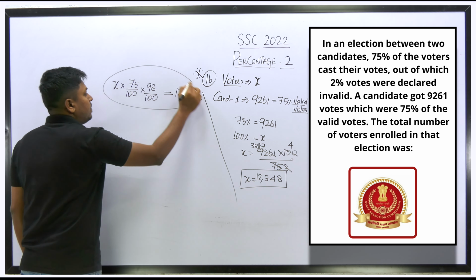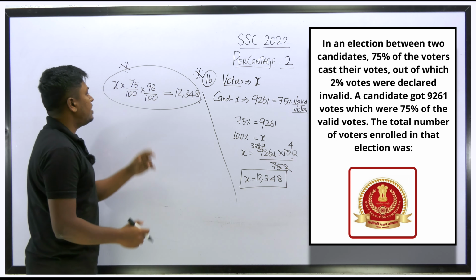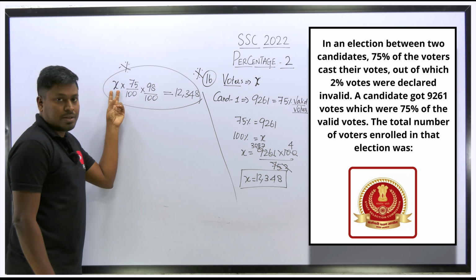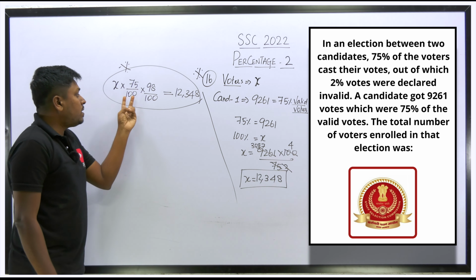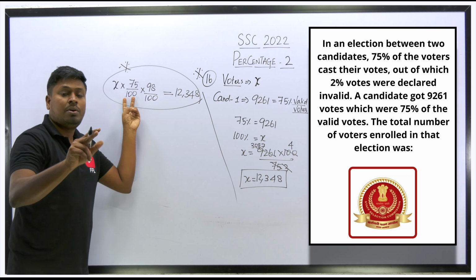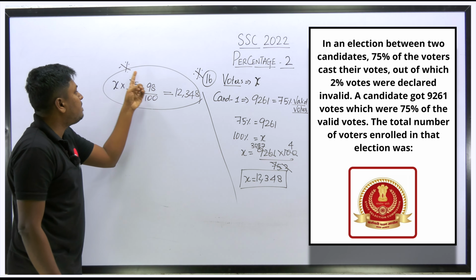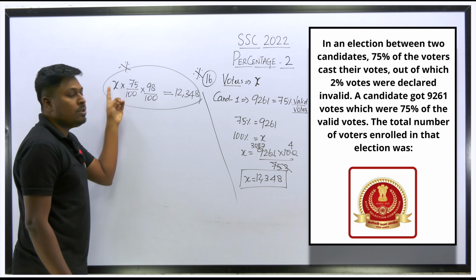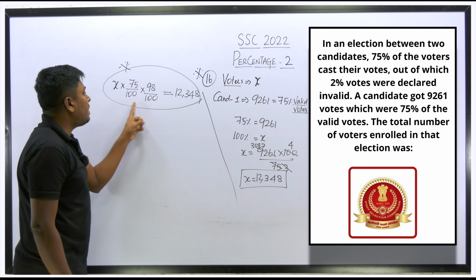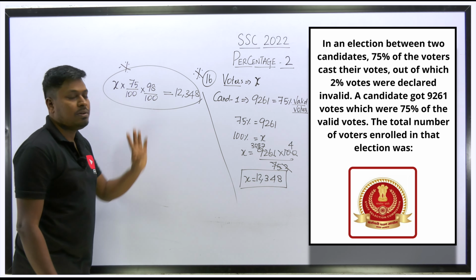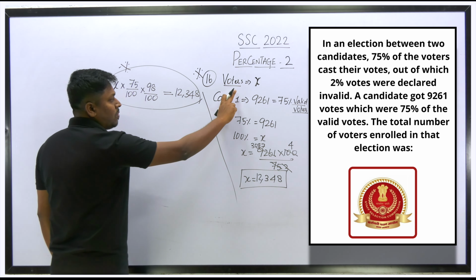That's it, friends. If you are able to understand this step, how I wrote it, then solving the complete question is easy. Just see here. So this will be the total number of voters in the election. Out of this, 75% cast their vote. Out of this cast vote, 2% of the votes are invalid, so 98% of the votes are valid. So this complete left hand side part will be the valid votes. So just now we have found the valid votes is how much? 12,348. So this complete valid votes is equal to 12,348. So if you find the value of X, the resultant will be the total voters enrolled in the election.